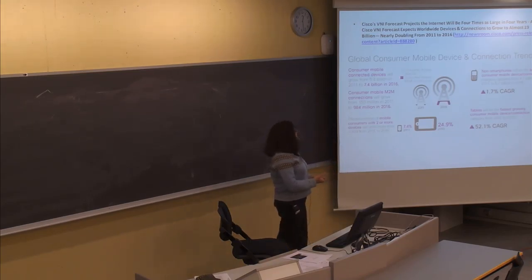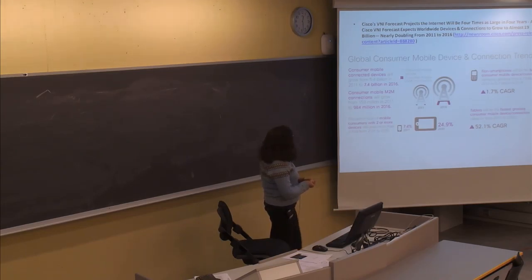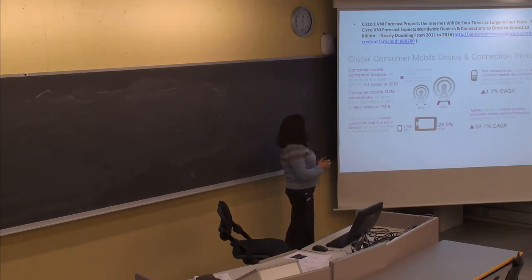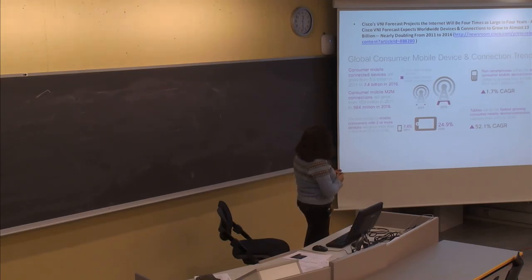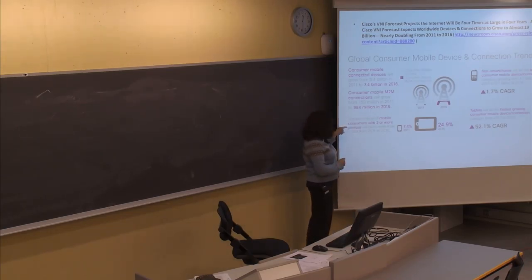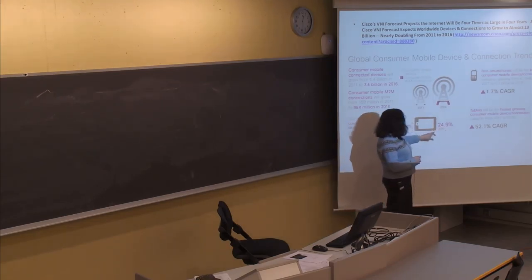And what are the trends today? We see that Cisco has a forecast report, and this is from the report. They say that global consumer mobile connected devices will grow from 5.4 billion to 7.4 billion in 2016. Consumer mobile-to-mobile connections will grow to 184 million in 2016. Smartphones will be the largest consumer mobile device connection, with the category growing from 4.7 billion to 5.1 billion in 2016. And the percentage of mobile consumers with two or more devices will grow threefold in 2016. So 25% of people have two or more devices.